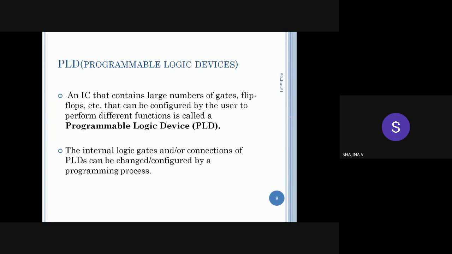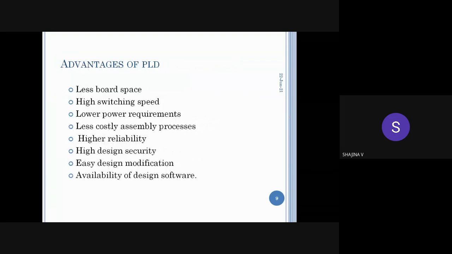So once we get an IC, we can configure it for our particular application. That is why we call it programmable. The main advantages of these programmable logic devices are less board space, that is less area, high switching speed, lower power requirements, less cost, higher reliability, high design security, easy design modification, and availability of design software. So these are the advantages of PLDs.